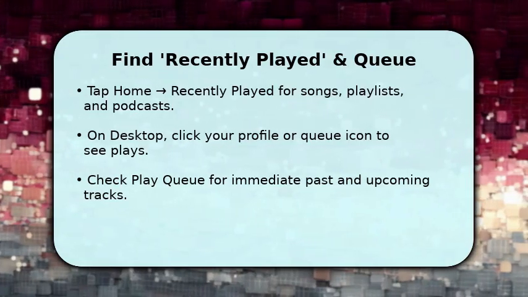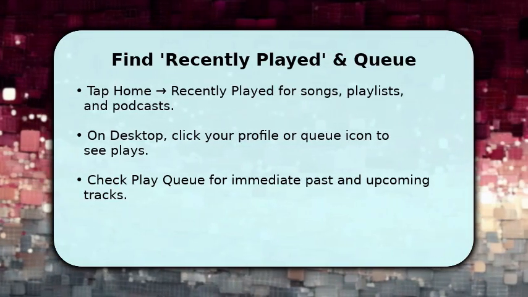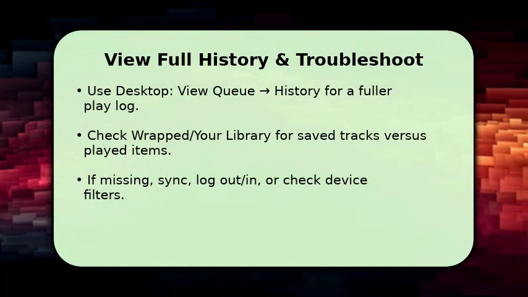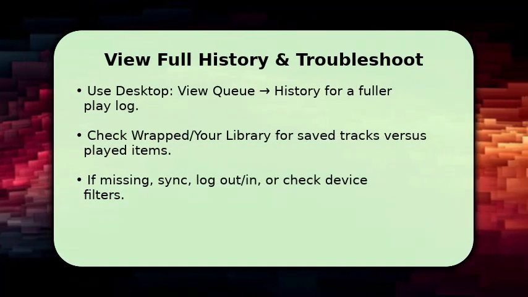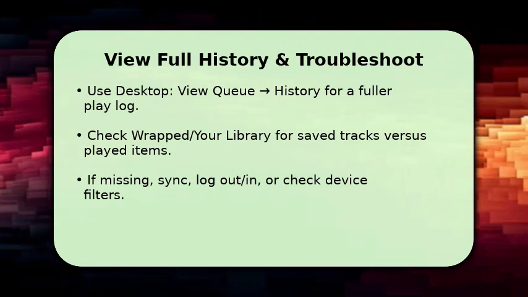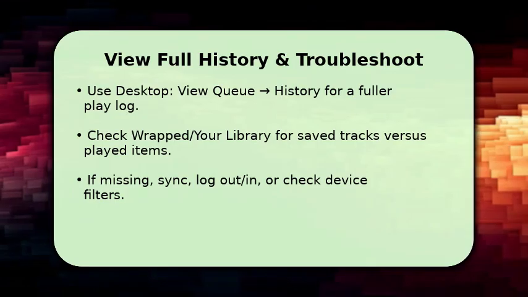If you use Spotify Connect, make sure to check the device filter so you're viewing history. To get a fuller log, use the desktop app. Open the queue panel and click History to see an extended list of played tracks. Once done, compare that to your library and saved playlists to separate played versus saved content.